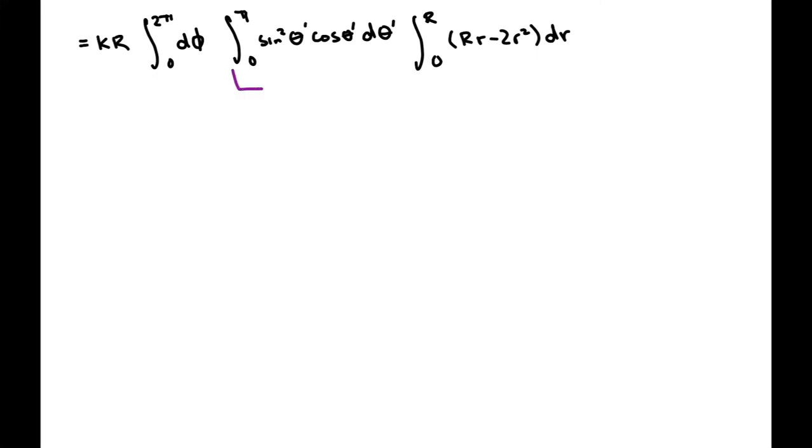In this case, I'm going to evaluate that guy. Okay, if I evaluate that guy, then I end up getting sine to the third of theta prime divided by 3. And if I evaluate that from pi to 0, I end up getting 0 yet again. Okay, this is why it's kind of nice to use Mathematica, because then you don't end up doing a lot of these integrals painfully by hand, only to find out that they're 0.